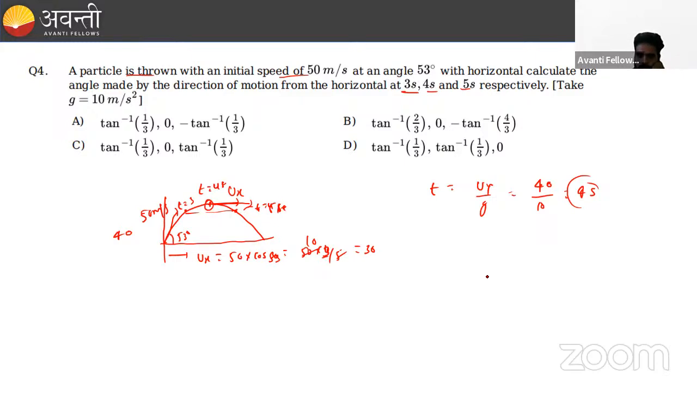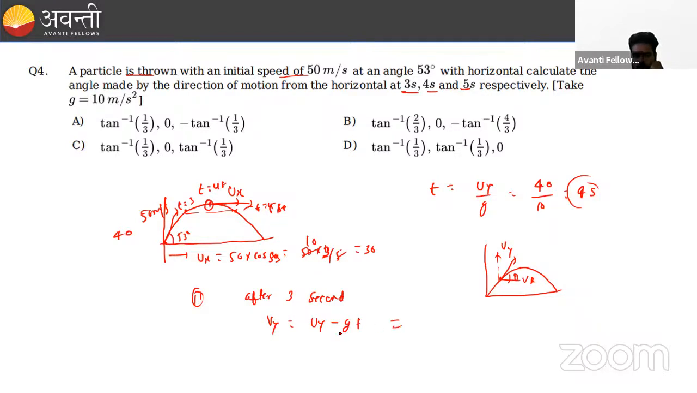If we calculate at 3 seconds, again see the diagram. At 3 second the particle is somewhere here, say this angle is theta, and this is the Vy, this is the Vx. And one very important parameter in projectile is that horizontal velocity always remains the same. So if we consider after 3 seconds, what is the vertical velocity? Vy equal to uy minus gt. So uy is nothing but 40. If we take the value of g as 10, this will become 10 meter per second. And we know that vx equal to ux, that is equal to 30.